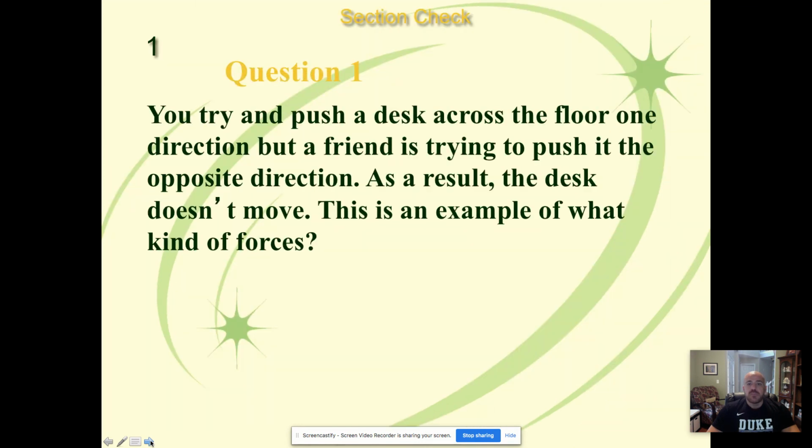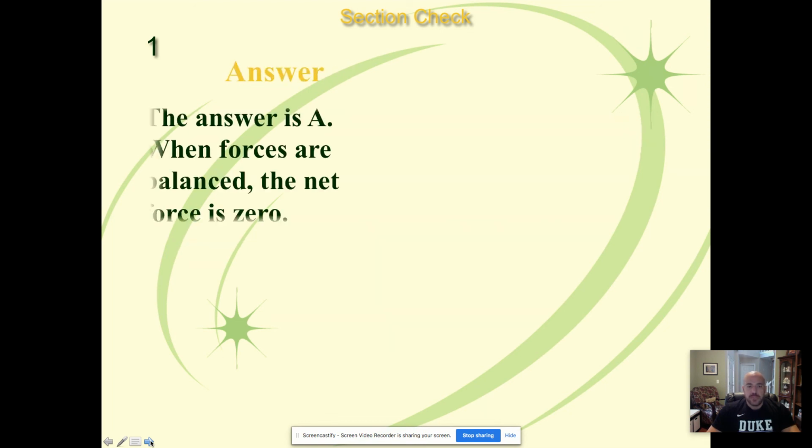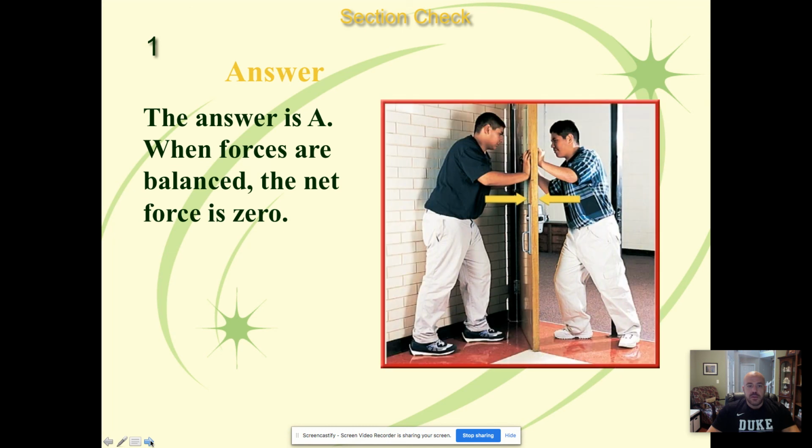And here we have some practice questions. So I would pause after I read these so you can think of the answer before we give them to you. You try to push a desk across the floor in one direction, but a friend is trying to push it in the opposite direction. As a result, the desk doesn't move. What kind of force is this? Press pause while you think. It's a balanced force. We said it doesn't move. Anytime something does not move, it's a balanced force. If it would have moved in the direction of the stronger force, then that would be unbalanced.